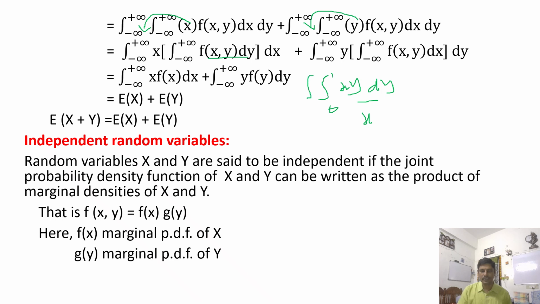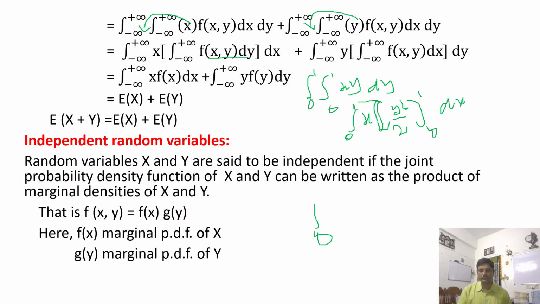Say for example, I am doing the double integration, integral 0 to 1, integral 0 to 1 xy into dy. So I am taking x out, and y into dy. What is the integration of y? y square by 2. Now if I substitute limits, what do I get? In terms of x, a constant I get.